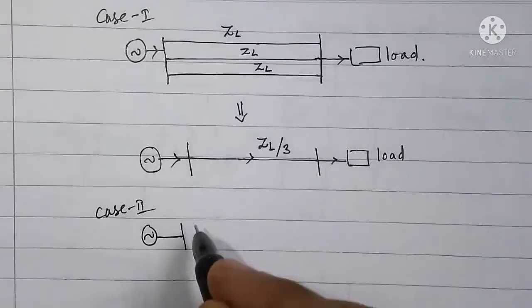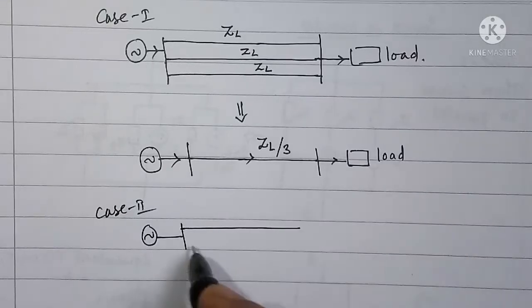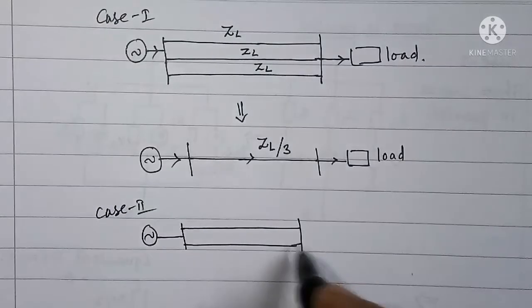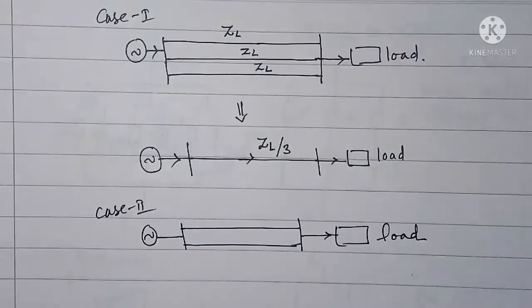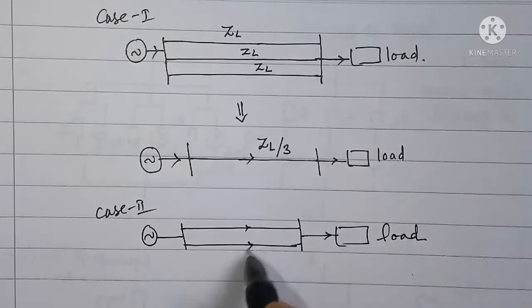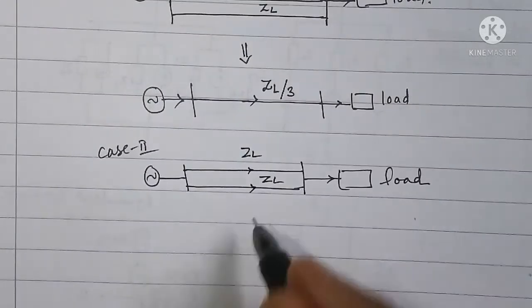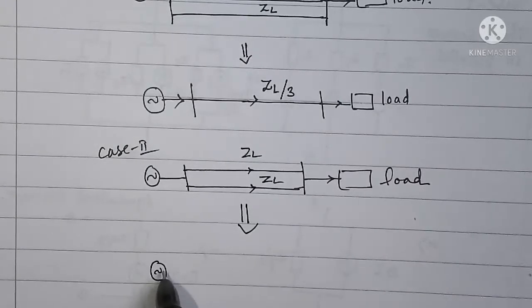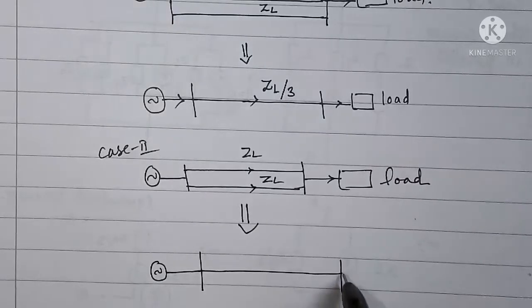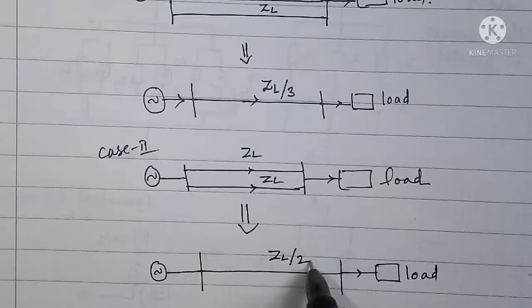Wherein we will be having only two transmission lines between two buses, ZL and ZL. If we have to represent these two lines by a single line, then we will be having a transmission line between the two buses with impedance equal to ZL by 2.